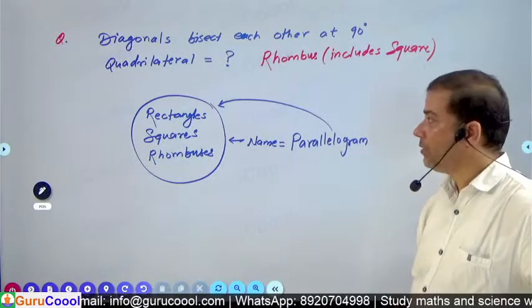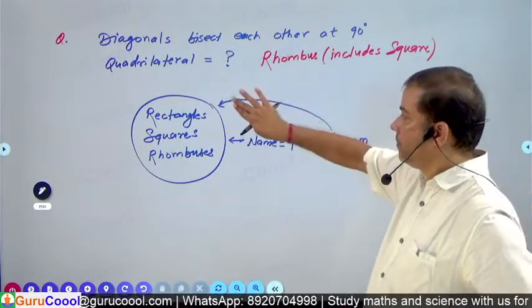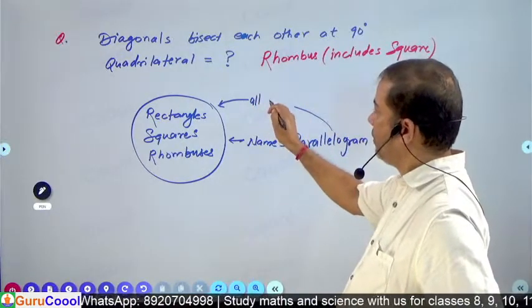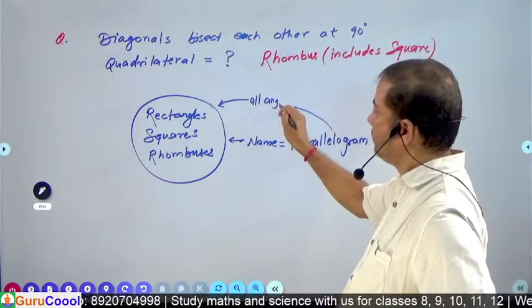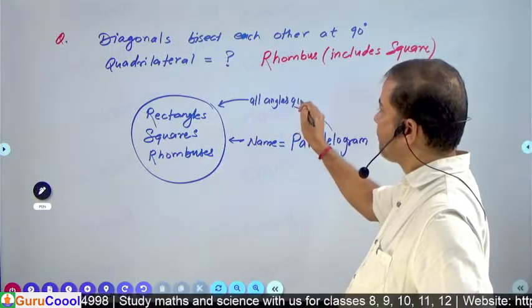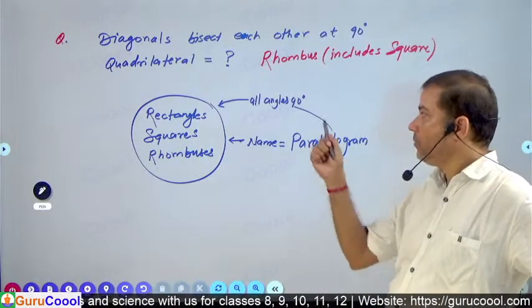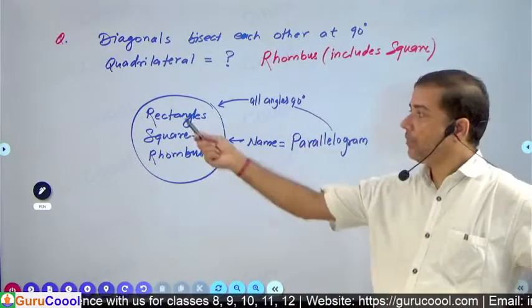Both of you forgot? All angles 90 degree. Just that. If in a parallelogram all angles become 90 degree, it will become a rectangle.